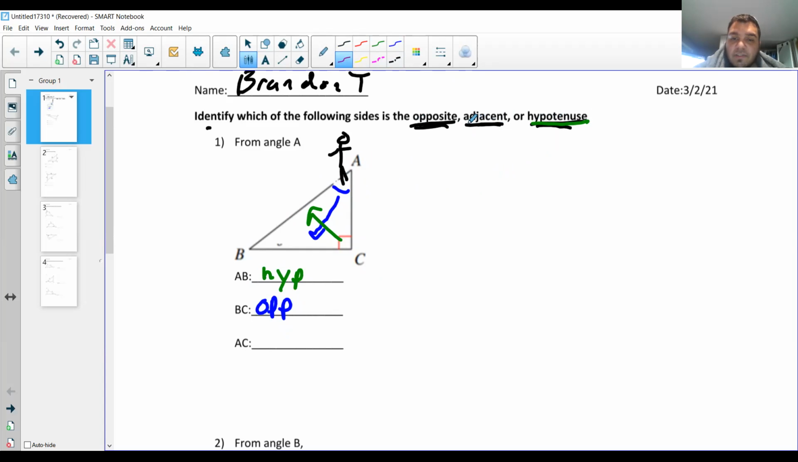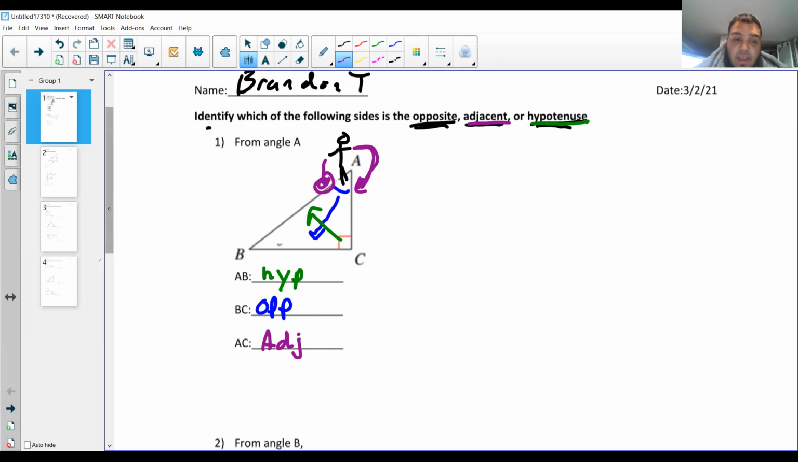Now, the adjacent. The adjacent is the side next to you, but sadly, you could reach to this side, or you could reach to this side. Like, what side could I literally reach my hand and touch at this corner of the room? But this side over here is already the hypotenuse, and that's the most important wall of the room. So because this one's the hypotenuse, this doesn't get to be the adjacent. So it's the leftover one, which is AC in this case. So this one is adjacent. All right.